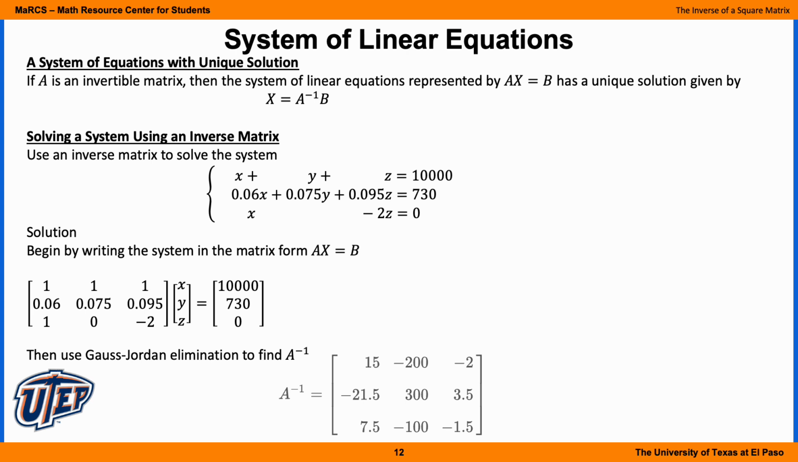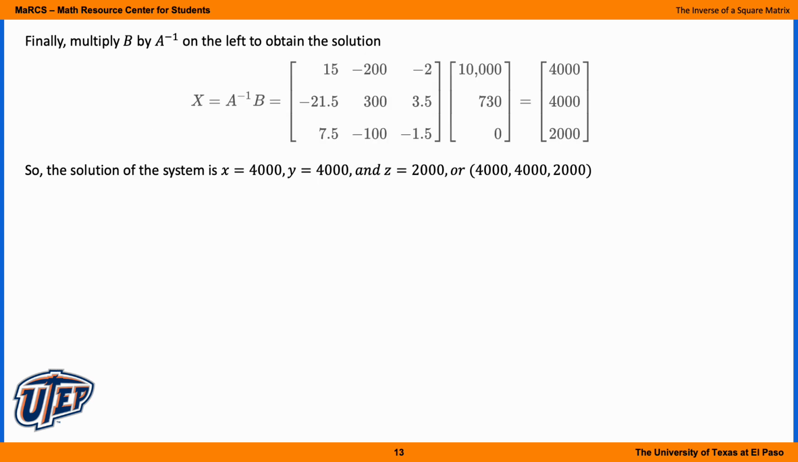So now we can use Gauss-Jordan elimination to find the inverse of A, and that is given by this matrix right here. Now using the formula that we just defined, X is equal to the inverse of A times B. So we saw that the inverse of A was this 3 by 3 matrix, and we defined the column matrix B by the constants right here, the 10,000, the 730, and the 0. Now multiplying those two matrices, we get the X matrix. So that one has the entries 4,000, 4,000, and 2,000. So that means that the solution of the system is x is equal to 4,000, y is equal to 4,000, and z is equal to 2,000.